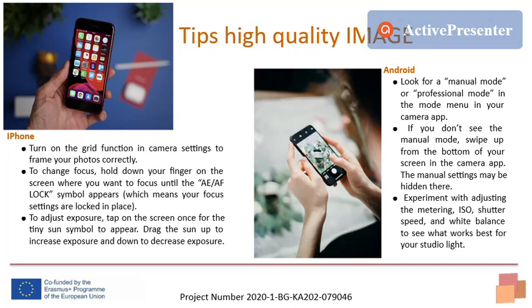Android? Look for a manual mode or professional mode in the mode menu in your camera app. If you don't see the manual mode, swipe up from the bottom of your screen in the camera app. The manual settings may be hidden there. Experiment with adjusting the metering, ISO, shutter speed, and white balance to see what works best for your studio light.